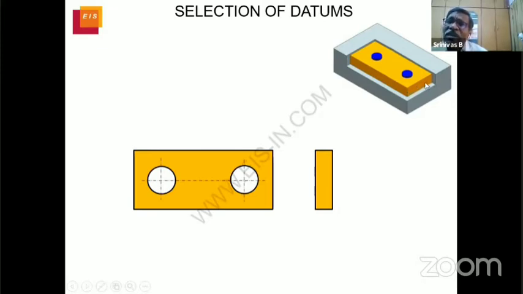We cannot control the location of features with the help of followers. We must follow the leader. Where is the leader? The leader is this. Therefore, the location of this hole must also come from this. I hope you understand. So, selection of datums should not be based on the manufacturing point of view. Selection of datums must be based on functionality, design intent, or assembly requirement.